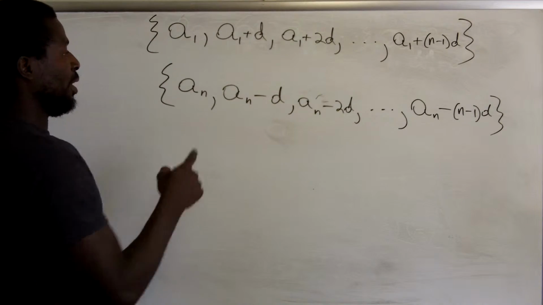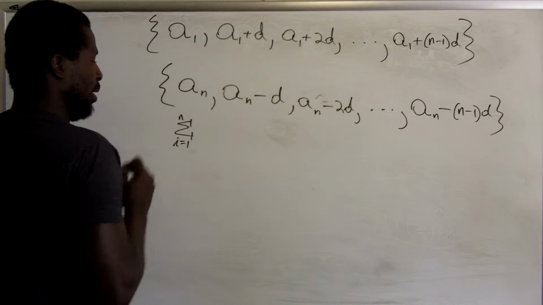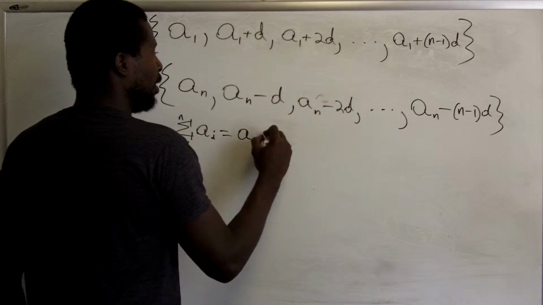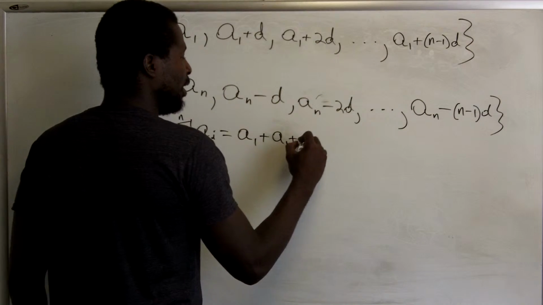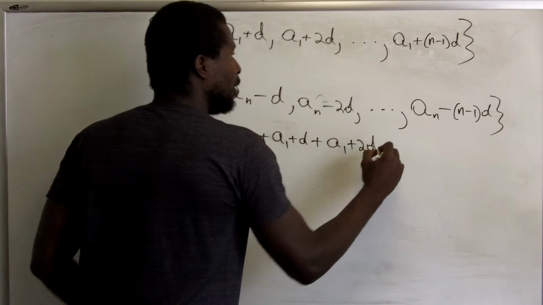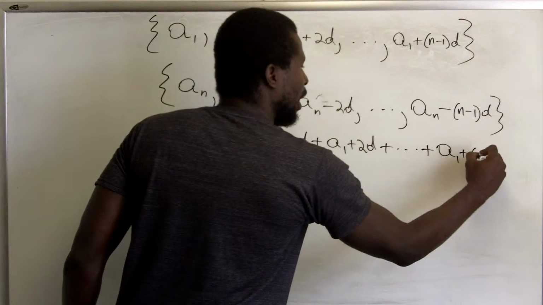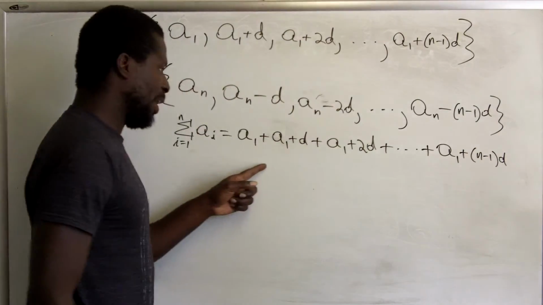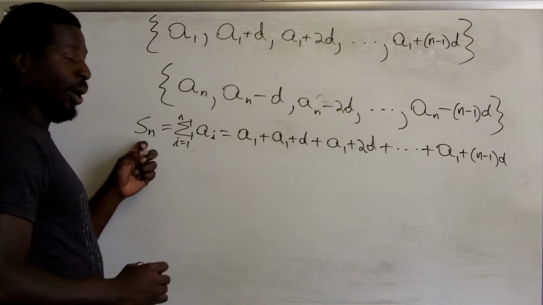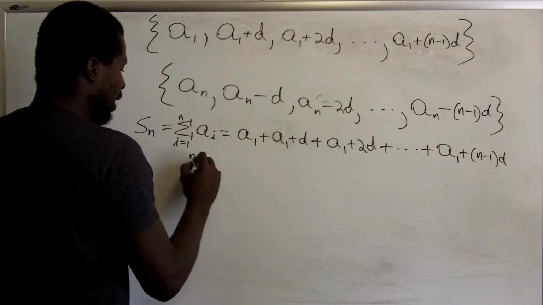Now, we can write the sum in both of those ways. That means the sum from i equals 1 to n of ai could be written as A1 plus (A1 plus d) plus (A1 plus 2d) plus dot dot dot plus (A1 plus (n minus 1)d). So you could write it this way and call this Sn, the nth partial sum. And you could also write it the other way, the sum from i equals 1 to n of ai.